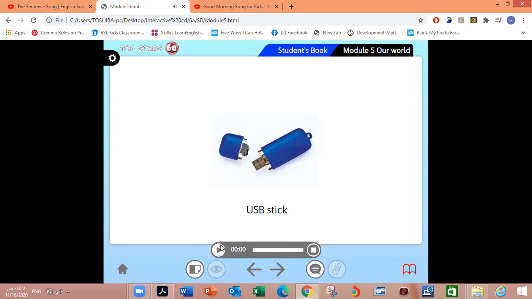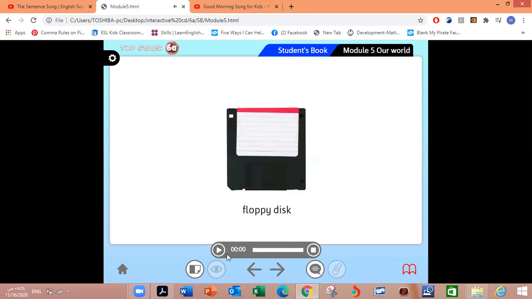Yeah, what is this? USB stick. USB. Do you know USB? Do you know what it is used for? Excellent. To store or to save information. Very good. Or data. Floppy disk. Also, floppy disk was used to save data or information.